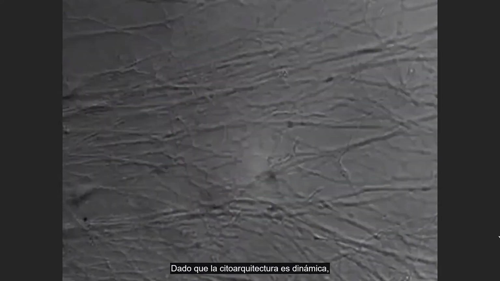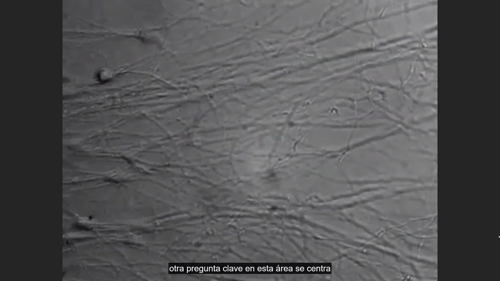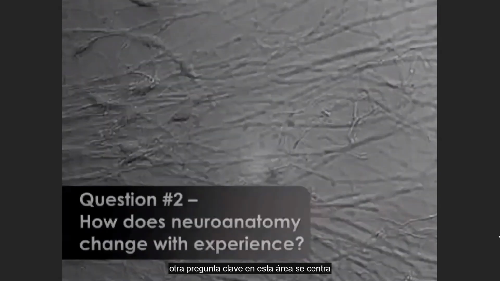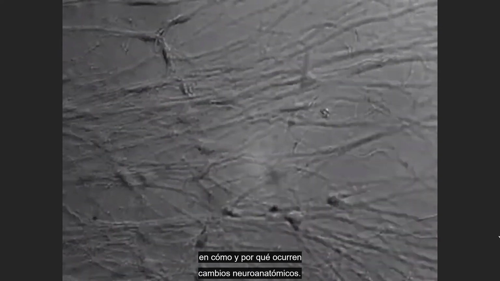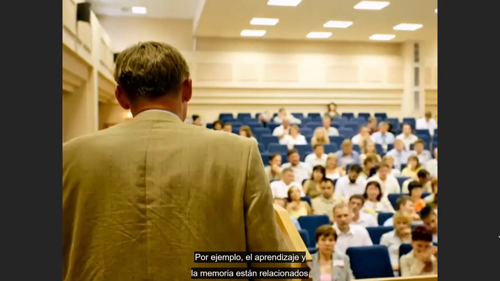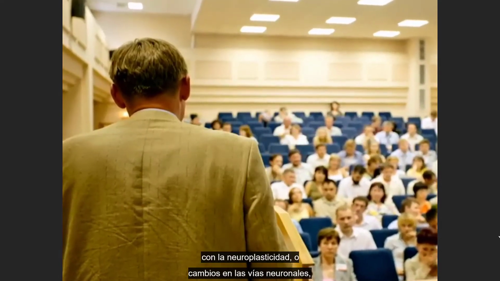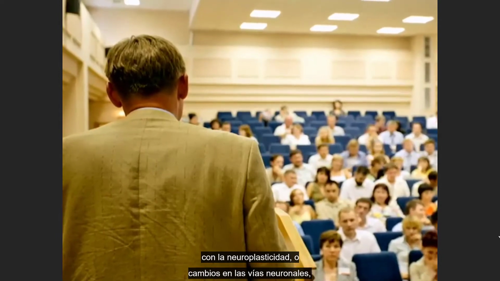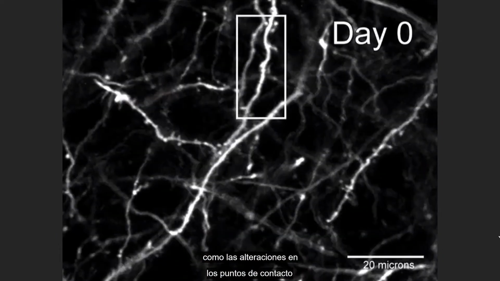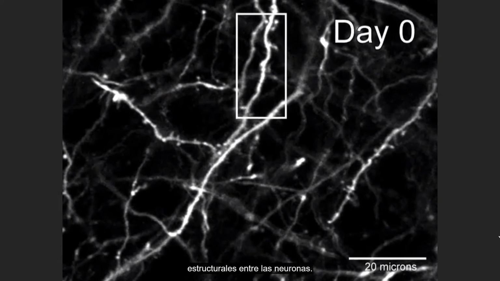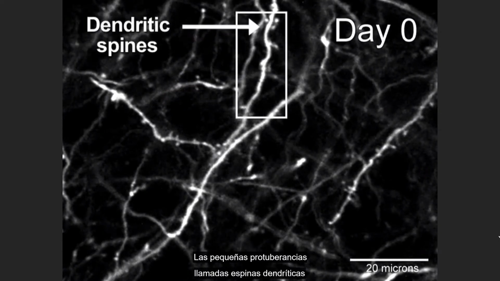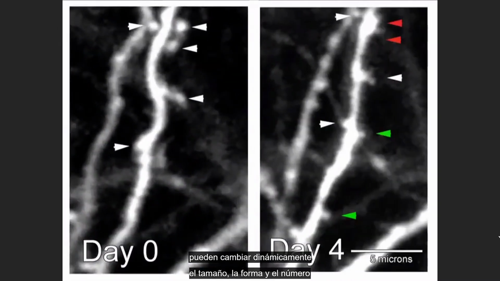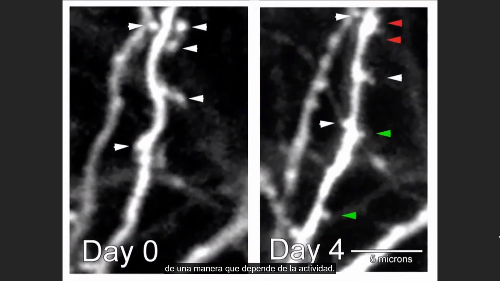Given that cytoarchitecture is dynamic, another key question in this field focuses on how and why neuroanatomical changes take place. For example, learning and memory are associated with neuroplasticity, or changes in neural pathways, like alterations in the structural contact points between neurons. Small protrusions called dendritic spines can dynamically change in size, shape, and number in an activity-dependent manner.